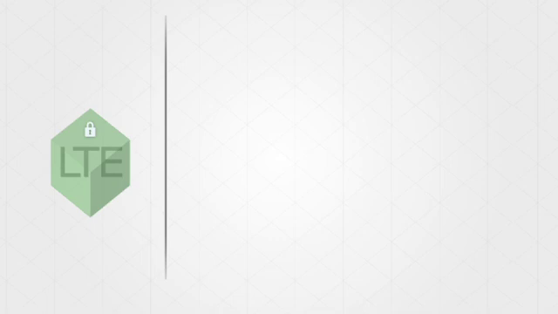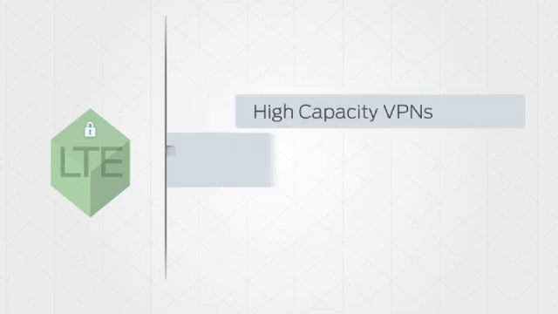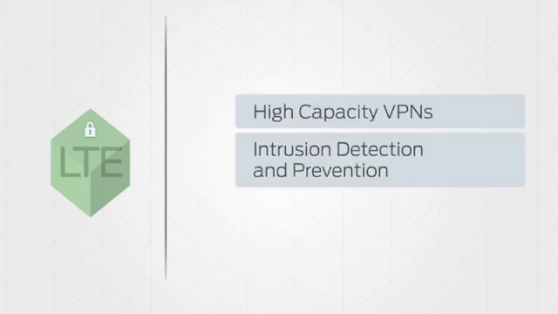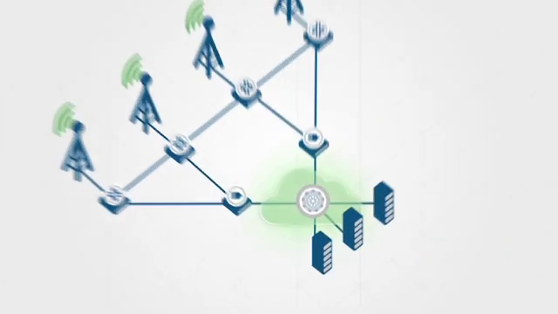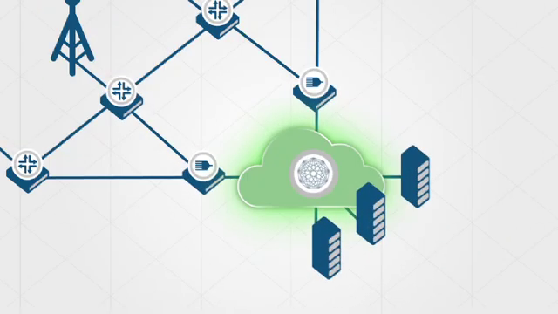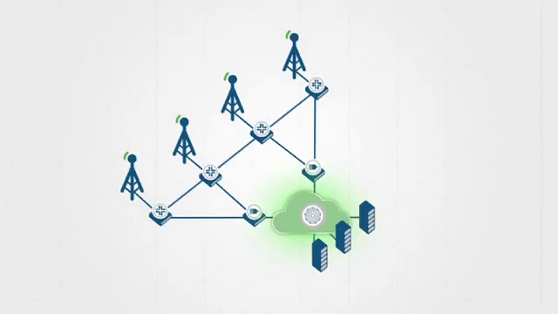That's why Juniper combines high-capacity VPN plus intrusion detection and prevention systems, along with mobile-aware firewalling to deliver a comprehensive end-to-end security solution. Our approach allows you to lower costs by virtualizing network functions in the mobile core and create a flat IP architecture that reduces management complexity.